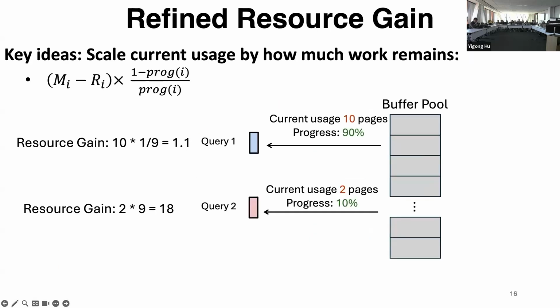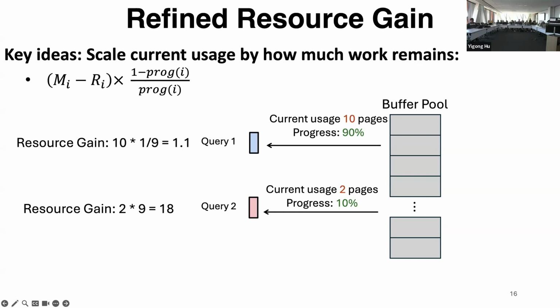So that's why we refine this resource scheme to add the progress to the current resource usage. The key idea is that now we know the current resource usage, we also know the progress, like how long until this task is about to finish or not. And we multiply these two as the resource scheme.